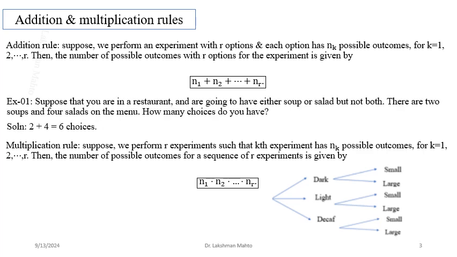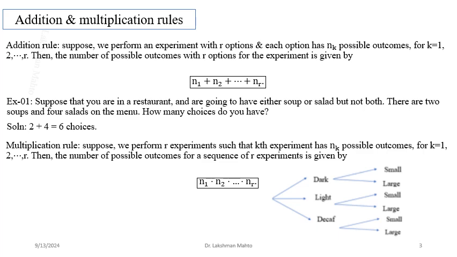Suppose you are in a restaurant and you are going to have either soup or salad, but not both. How many options do you have? Either you take soup or salad. There are two options for soups and four options for salad on the menu. So 2 plus 4, 6. In total you will have 6 choices, not both. The job is taking soup or salad, so you will perform it in 6 ways.